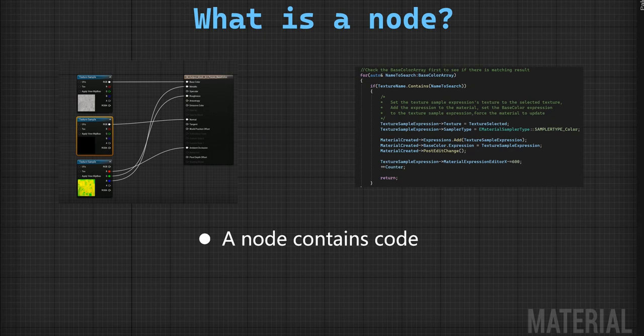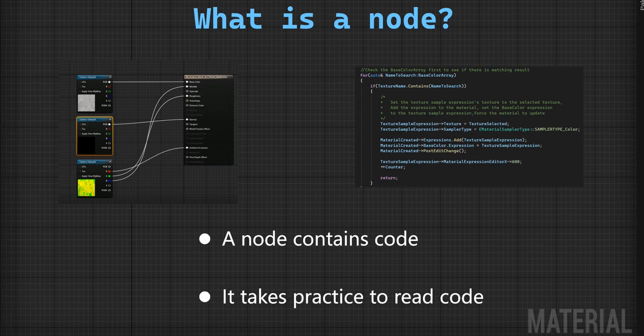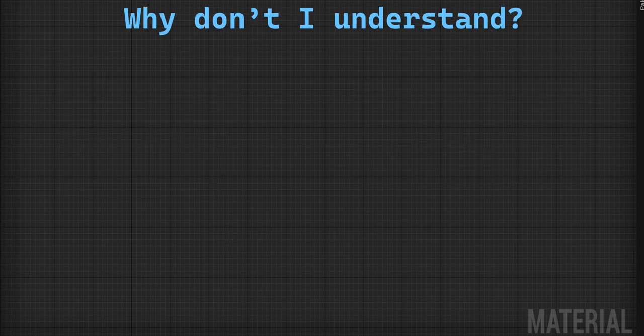And because of the code inside of each node, it takes practice to recode. As the graph gets more and more complicated, it takes more and more practice for you to understand it. So practicing more would be the first thing that we need to do. But is that enough? Actually, that's not. I think there are three main reasons for people not understanding code, not understanding the material graph.